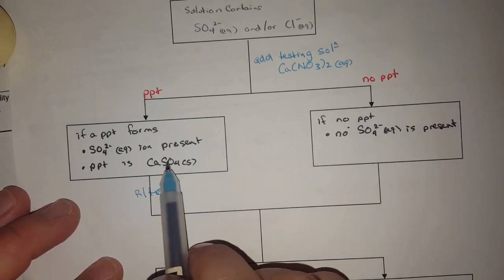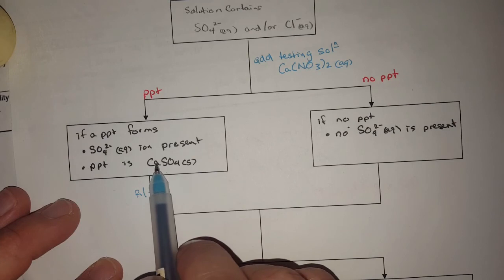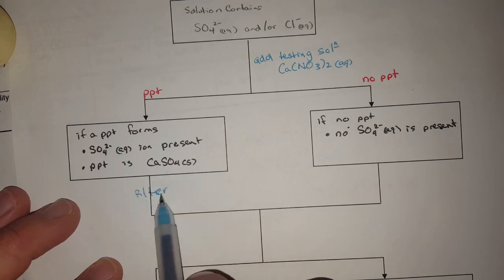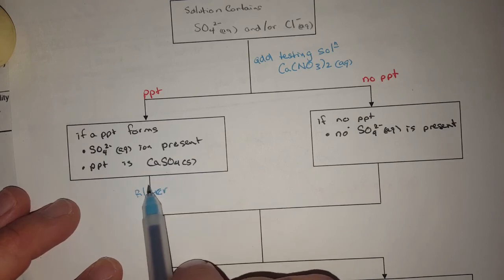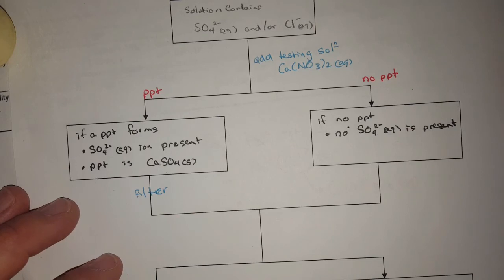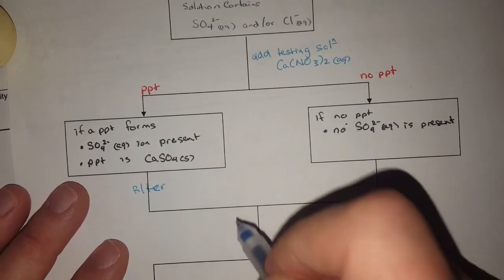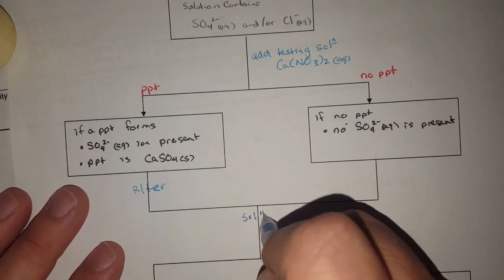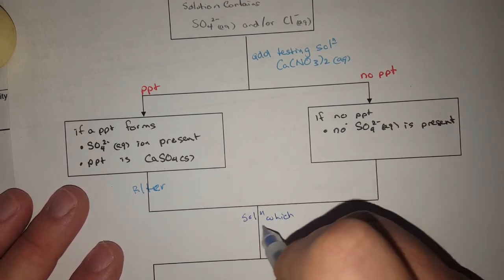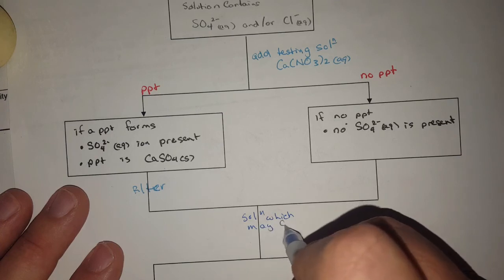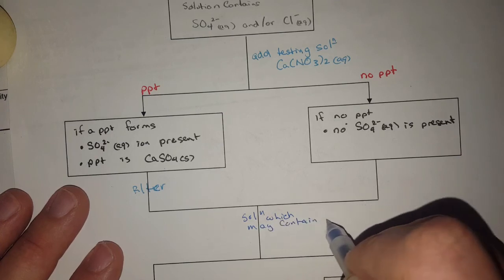So we'll filter it. And because we make sure we add enough calcium to remove all of the sulfate, we'll filter out and remove all of the sulfate. So now I'm left only with a solution which may contain my chloride ion.